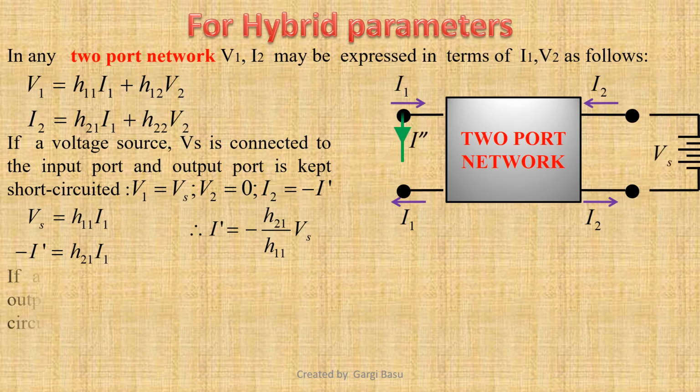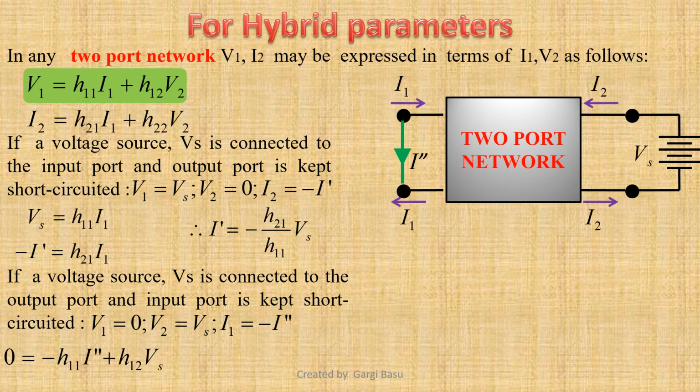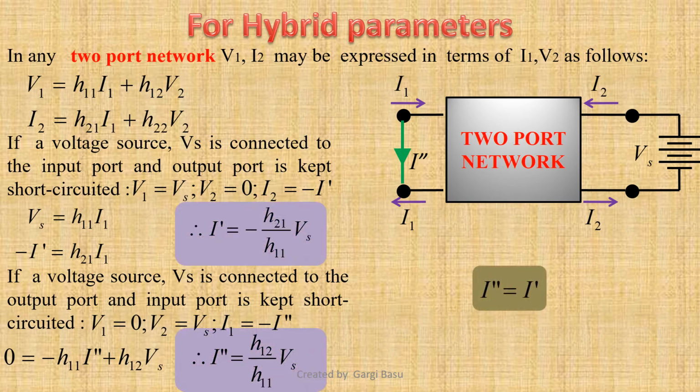Now, let us connect the voltage source at the output port, and the input port is short circuited. Therefore, V1 equals 0, V2 equals Vs, and I1 equals minus I double dash. From the first equation, we get 0 equals minus H11 I double dash plus H12 times Vs. Therefore, I double dash equals H12 divided by H11 times Vs. For a reciprocal network, I double dash must be equal to I dash. Therefore, we can write H12 equals minus H21. That is the condition for reciprocity for hybrid parameters.